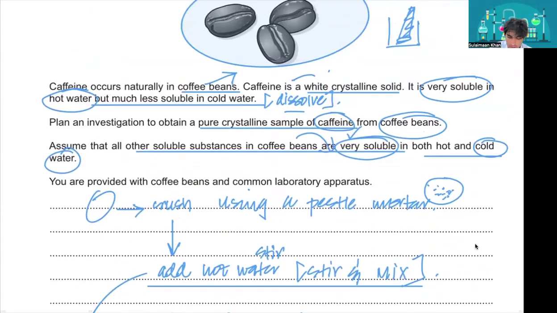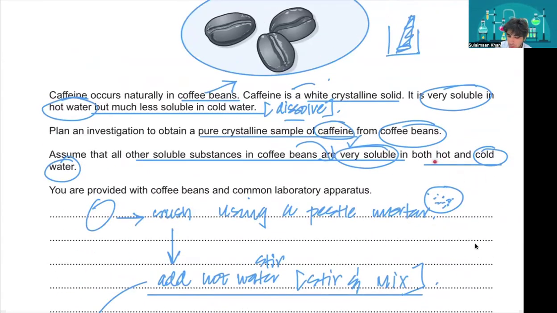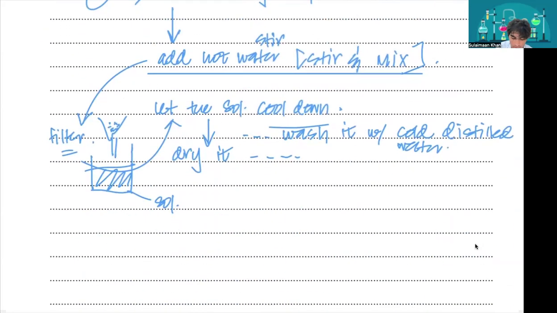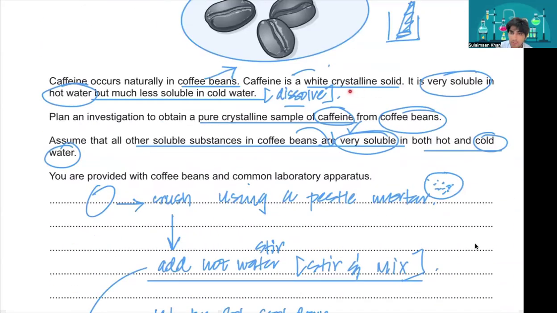And then when you let it cool down, the things which were soluble would still remain soluble, because we are assuming that all the other substances are soluble in both cold and hot water, so everything else would still be soluble. But when you let the solution cool down, the caffeine will start to precipitate.